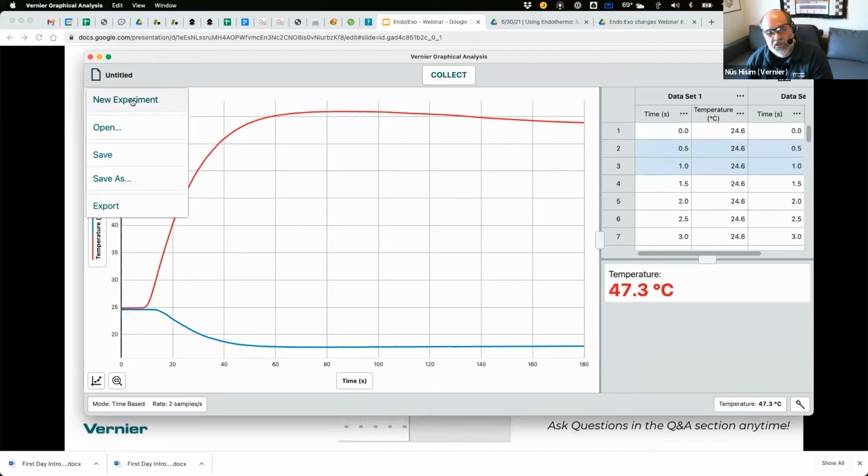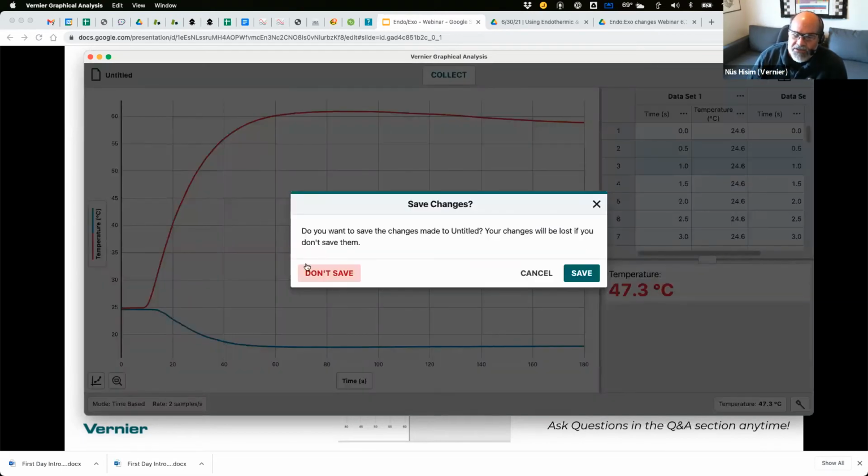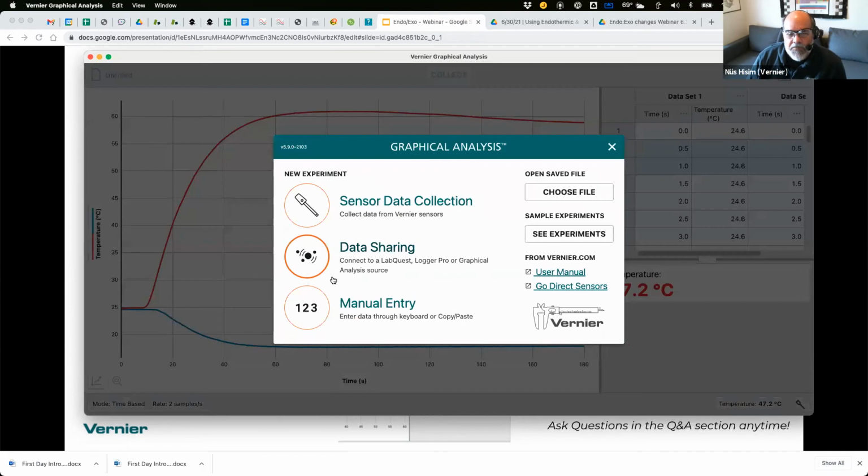So I'm going to do a new experiment. If you want to follow along after you've saved the file, do a new experiment. It'll warn you if you haven't saved it, so you can always save it later. But what I wanted to point out to you here is this button that says See Experiments.